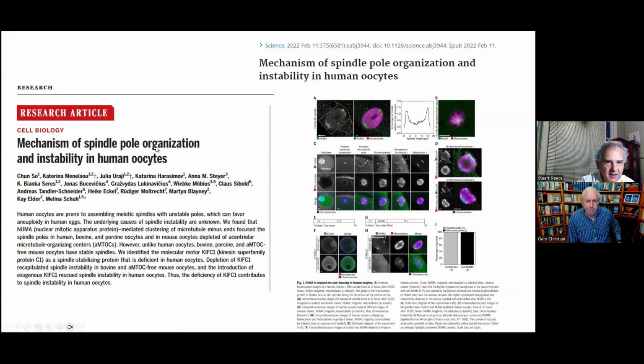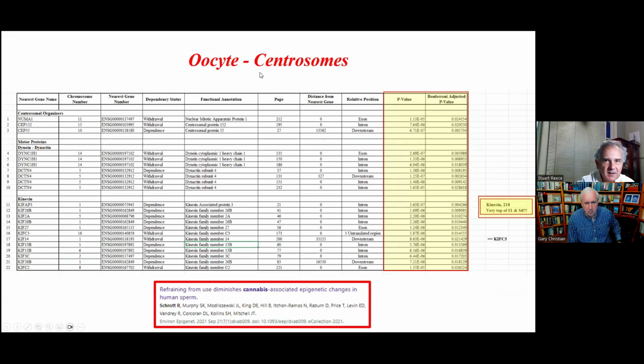And here we have the mechanism of spindle pole organization in human oocytes, which is very complex. But the take home here is that cannabinoids disrupt it. And this is the oocytes and the centrosomes. And these are some of the main proteins. We talked about dynein and dynactin, which are the motors that pull the chromosomes. This is the North Carolina EWAS study here. And NuMA and SEP, these are some of the key proteins that hold the ends of the chromosomes together at the two poles of the spindle.